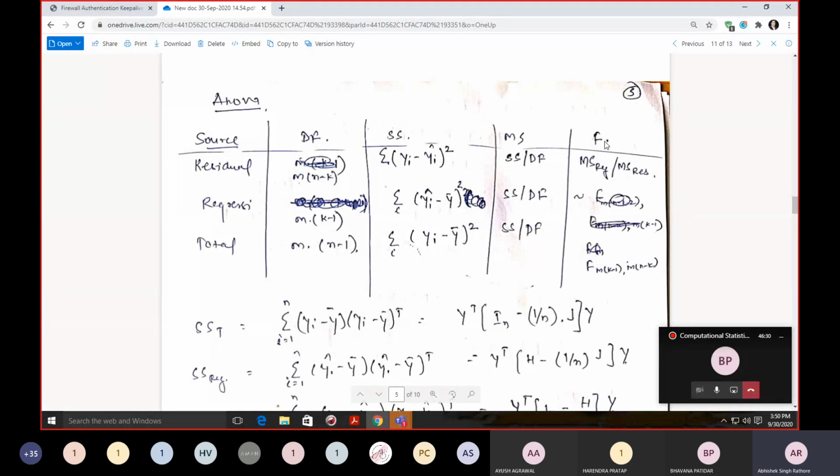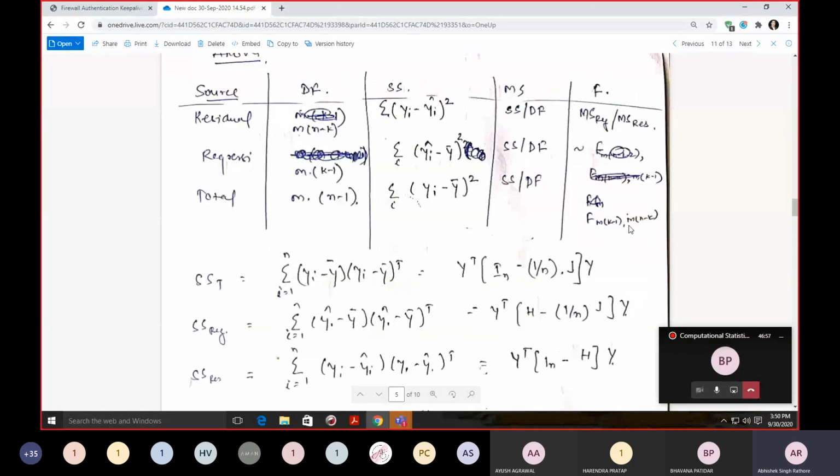And again we go to the F statistic. The F statistic is MS regression upon MS residual. So you will get all those values, and you can check them. Let's say the degrees of freedom for regression are F of m into k minus 1, and m into n minus k. Thus you get the different types of values available.